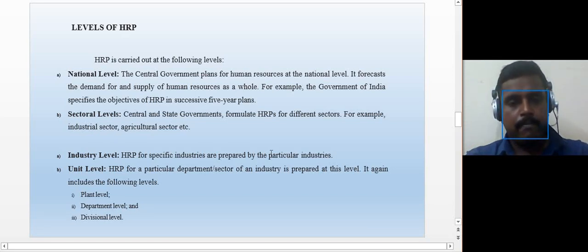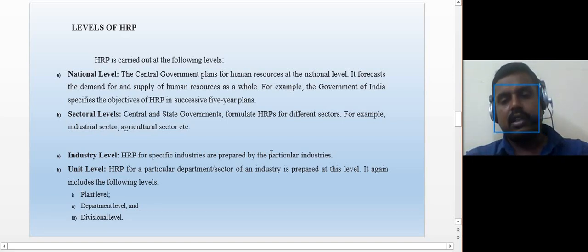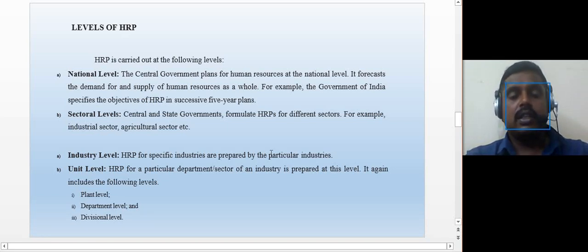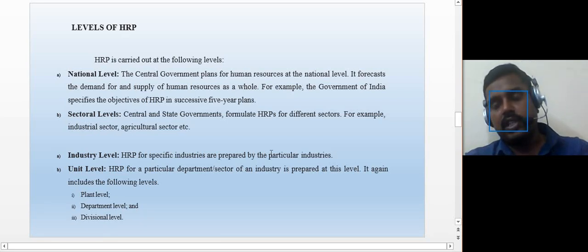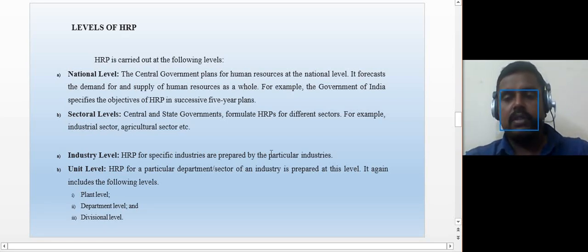At the industry level, the human resource planning for specific industries is prepared by the particular industries. Particularly at the unit level, the HRP for a particular department or sector of an industry is prepared. At this level, it again includes the following levels. Plant level is purely for the production unit, operations unit, and the departmental level. So many departments are there: human resource department, financial department, marketing department, advertising department, sales and distribution department, and all the departments. We must check the availability at all the levels.